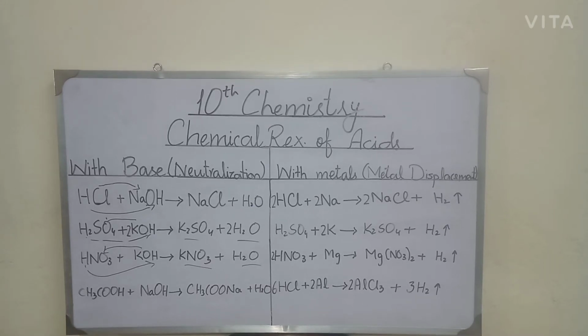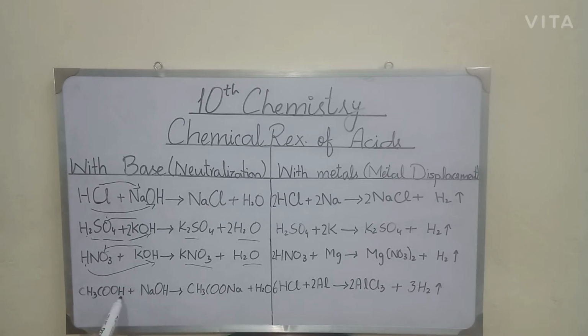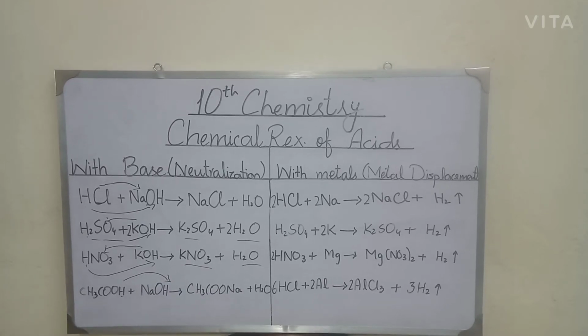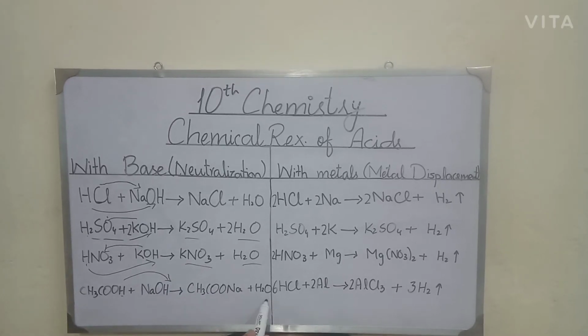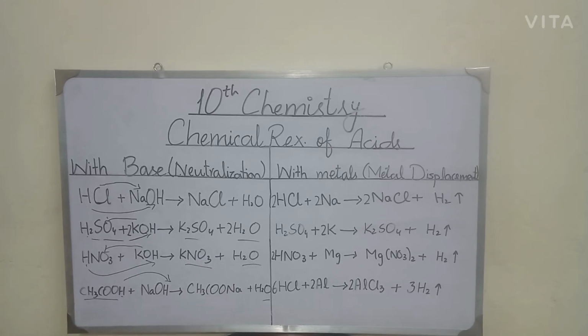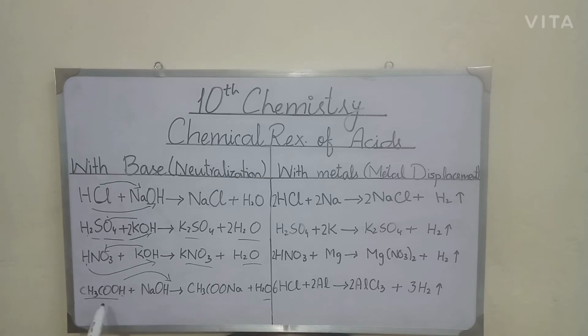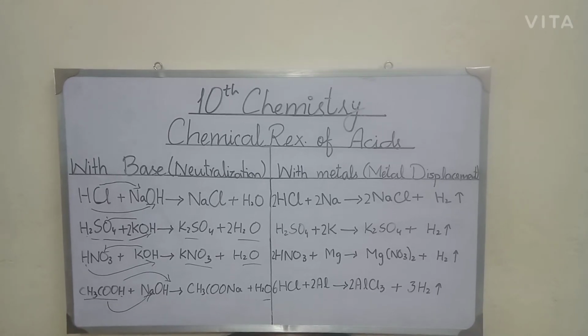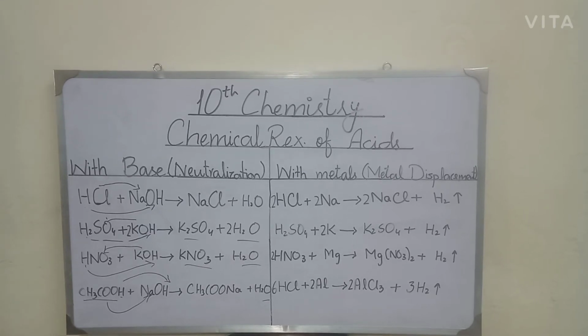How does this reaction take place? You can see that the H positive ion of the acid reacts with the OH negative ion of the base and they will produce a water molecule. Similarly, the CH3COO negative ion, meaning the acetate ion, reacts with the sodium ion of the base and they will produce sodium acetate CH3COONa. So these are different examples in which the acid reacts with the base and performs a neutralization reaction and produces salt and water.